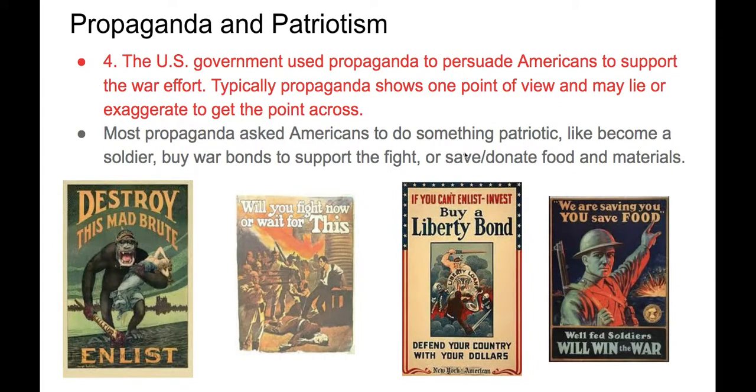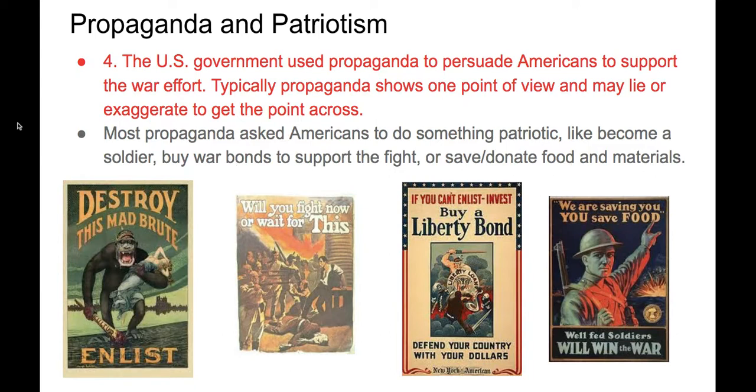So most propaganda asked Americans to do something patriotic, try to do something to help the United States, like become a soldier, buy war bonds to support the fight, or save and donate food and materials.